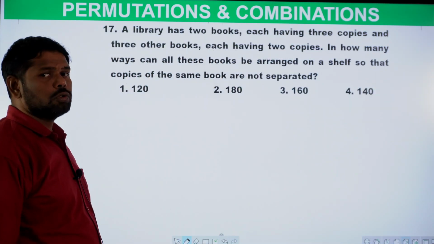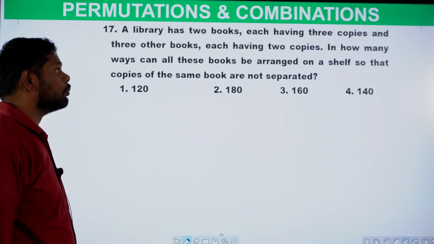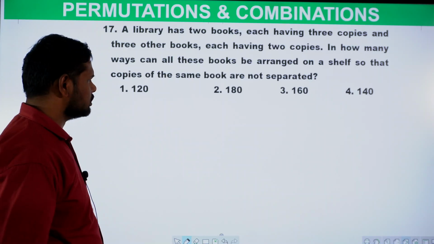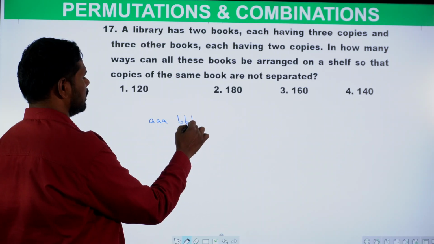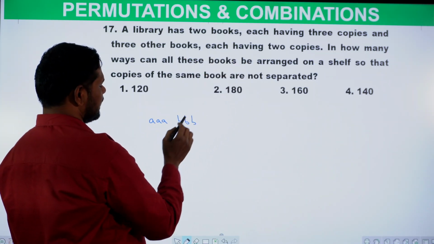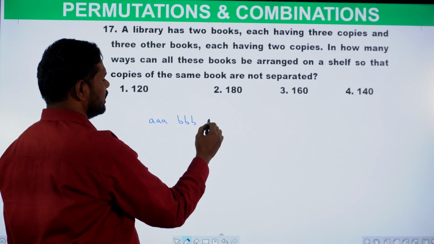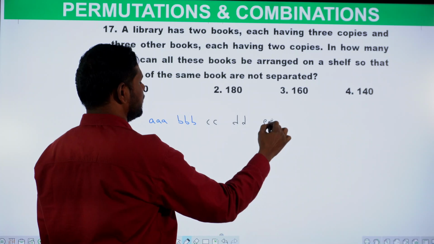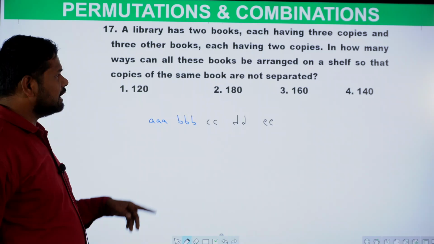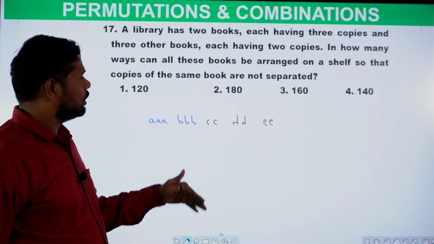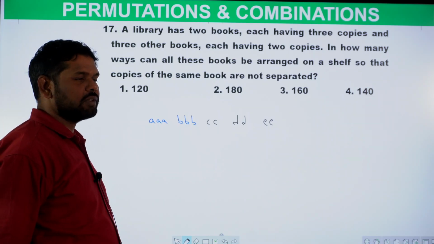A library has 2 books, each having 3 copies, and 3 other books, each having 2 copies. Suppose the book names are A, B. A library has 2 books, each having 3 copies. A book has 3 copies, B book has 3 copies, and 3 other books, each having 2 copies: CC, DD, EE. In how many ways can all these books be arranged on a shelf so that copies of the same book are not separated?